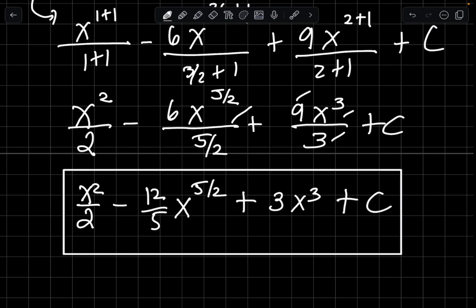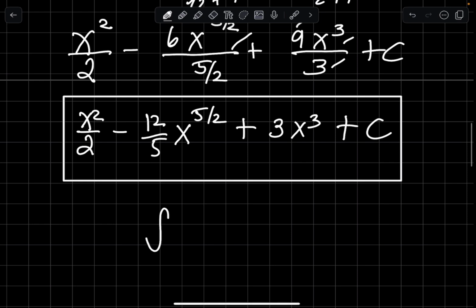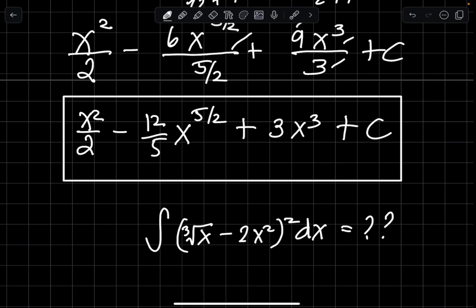Okay, now it's your turn. Try to evaluate the integral of cube root of x minus 2x squared quantity squared dx and just comment your answers.